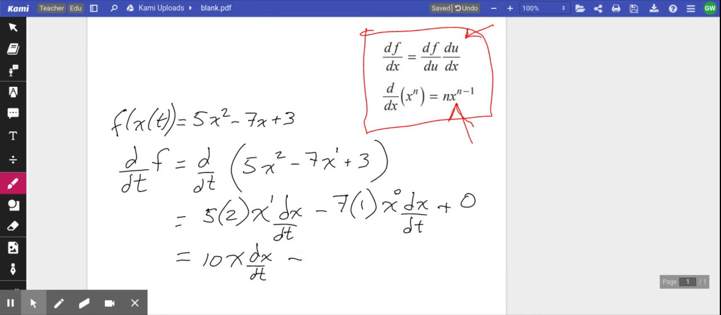And then negative 7 times 1 is just negative 7. X to the 0 is also 1, so I won't bother writing that in. And then dx dt is, again, a velocity, probably. And we'll just leave it like that. And that's our answer.